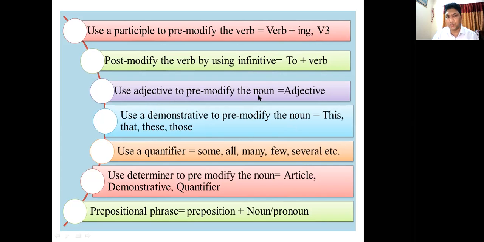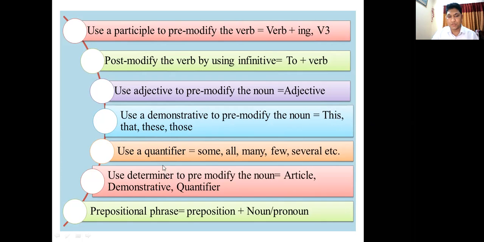Use adjective to pre-modify the noun. When you are asked to use adjective, you have to use adjective. Use demonstrative. When you are asked to use demonstrative in a sentence, you have to use this, that, these, those. Use quantifier. If you are asked to use quantifier, you have to use number like some, all, many, few, several, etc.